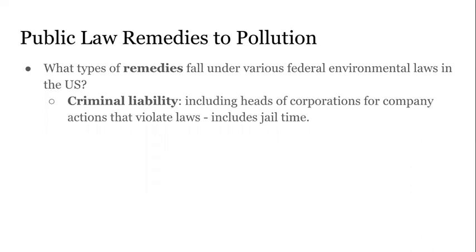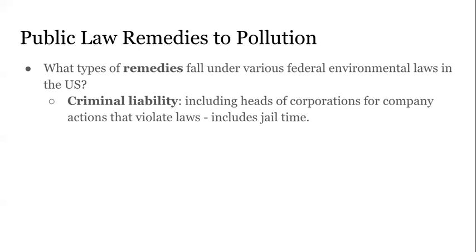Fascinatingly, there's criminal liability. A lot of people don't know this. And that can include heads of corporations for company actions that violate laws, including jail time. So if you run a company that violates sections of the Clean Air Act or Clean Water Act, and you have the types of violations that are considered to be continuous, egregious, where you might have been put on notice and you didn't care and you continued the activity, then the company can be held criminally liable.